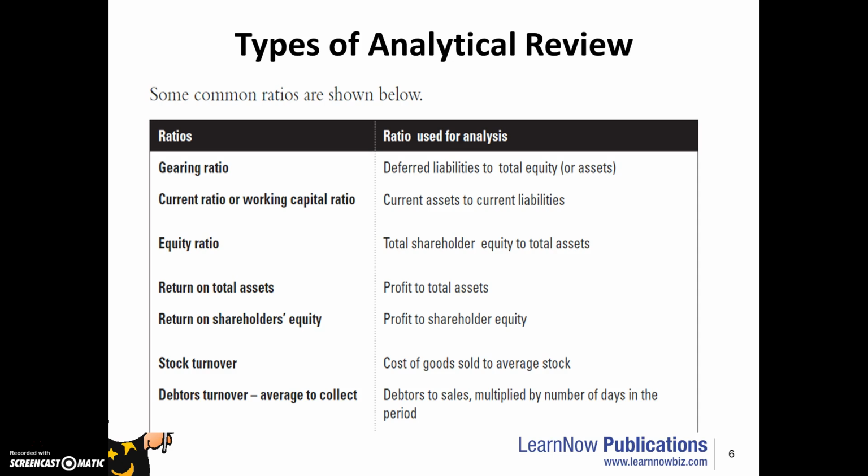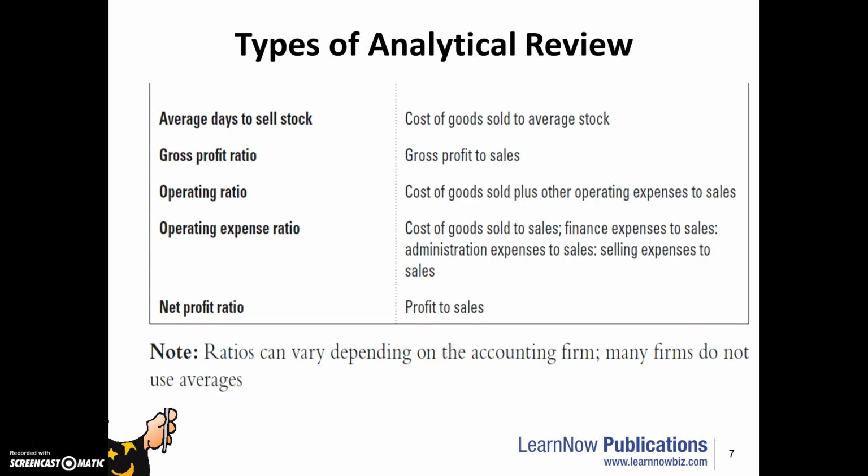Return on total assets, or return on shareholders' equity, which is either profit to total assets or profit to shareholders' equity. Stock turnover is the cost of goods sold to average stock, and debtors turnover is the average time to collect. Debtors to sales multiplied by number of days in the period. Average days to sell stock is the cost of goods sold to average stock.